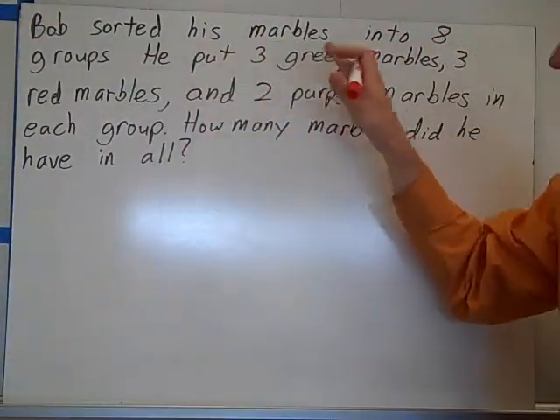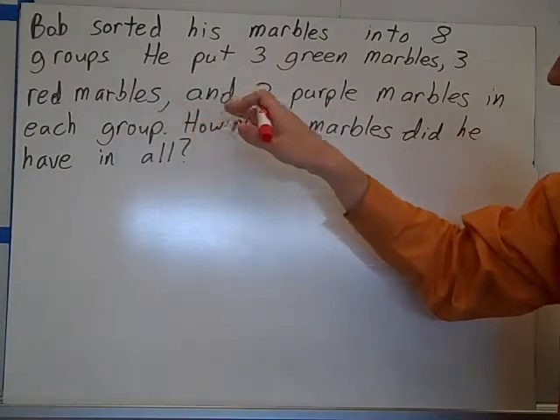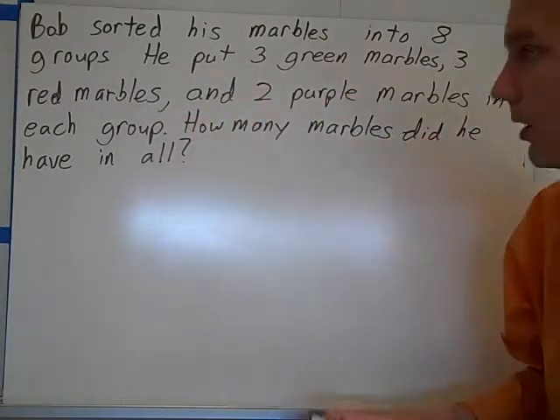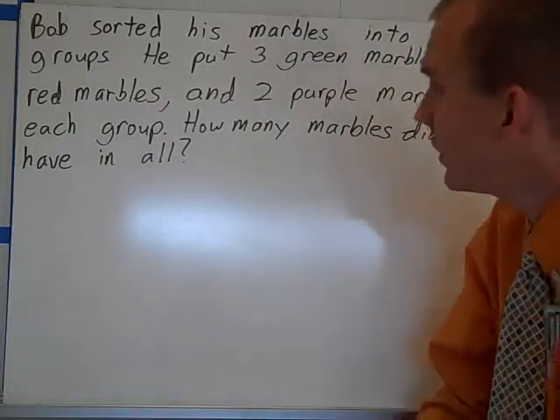Bob sorted his marbles into 8 groups. He put 3 green marbles, 3 red marbles, and 2 purple marbles in each group. How many marbles did he have in all? So I'm looking for how many marbles in all, like a total, alright?